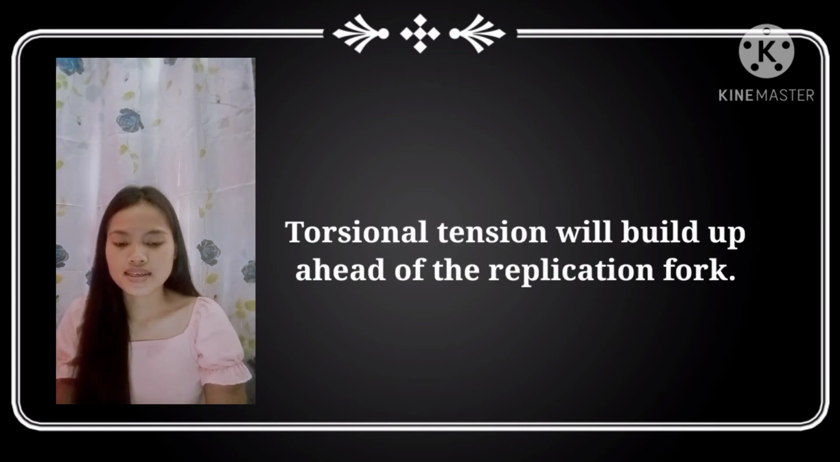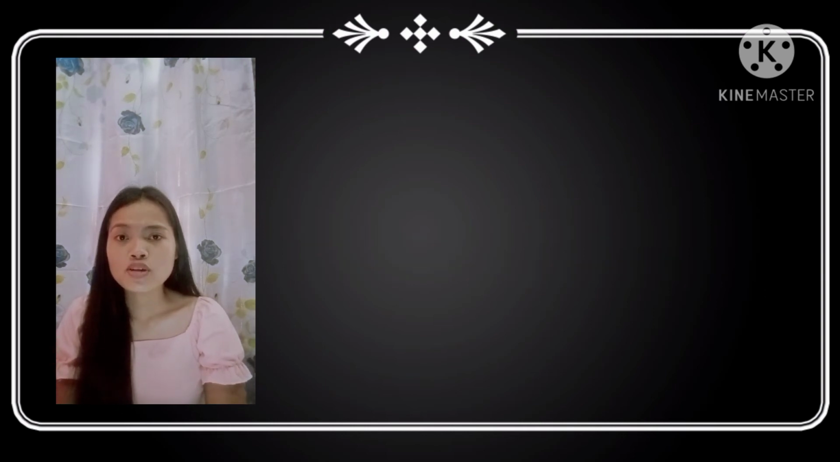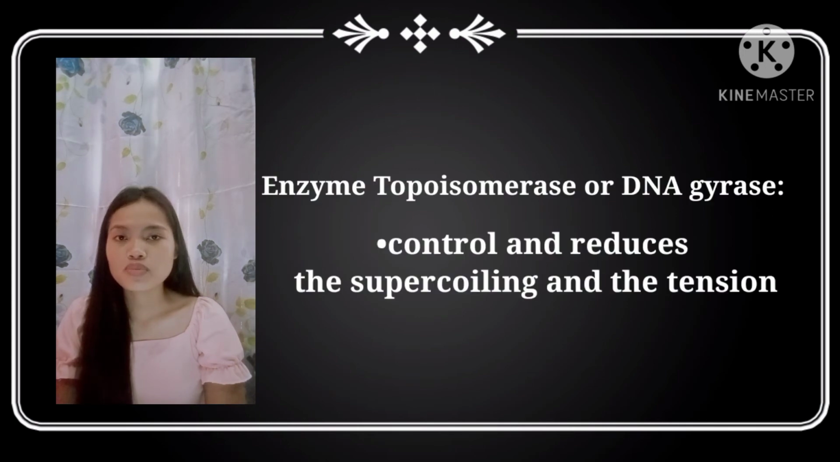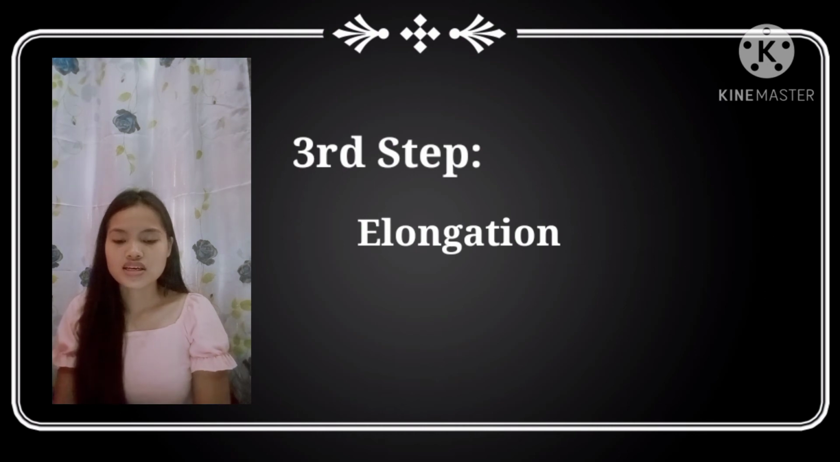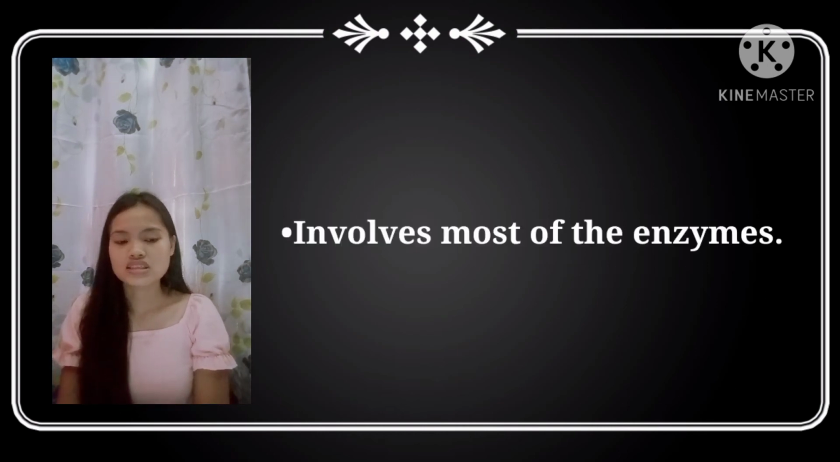As the helicase further unwinds the double helix, torsional tension will start to build up ahead of the replication fork. Unable to avoid this, the enzyme topoisomerase or DNA gyrase helps control and reduce the supercoiling and the tension. The third step in DNA replication is the elongation. It involves most of the enzymes.